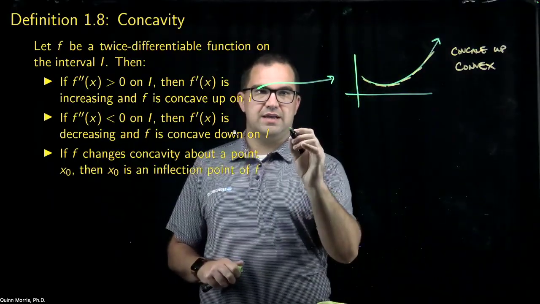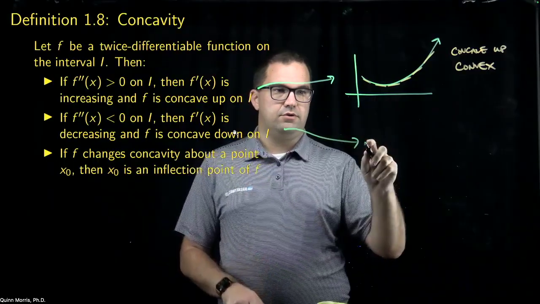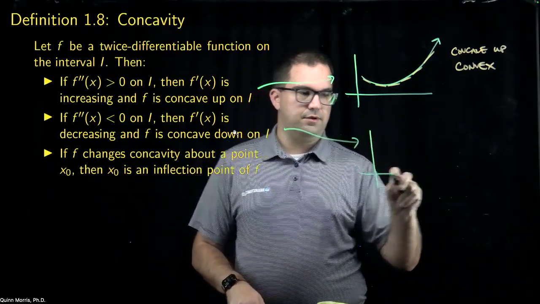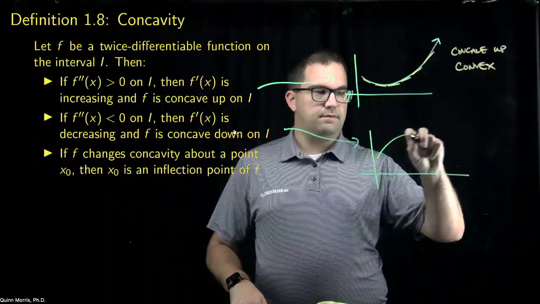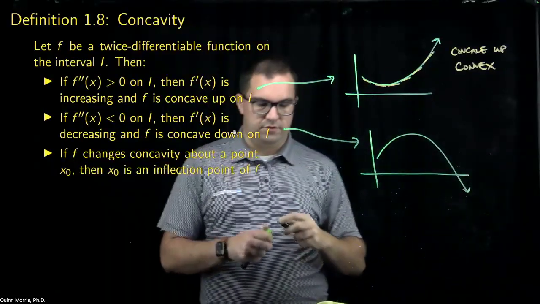All right, on the other hand, if the second derivative is negative, well, you can start to imagine what might happen here. Okay, so if I had a function that looked like this.